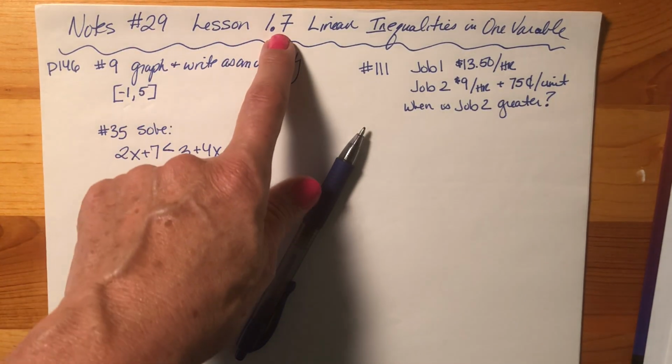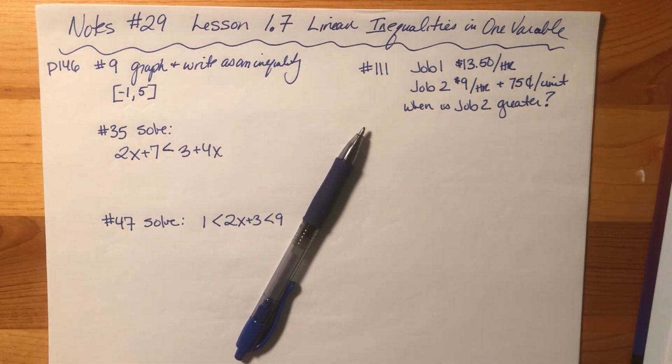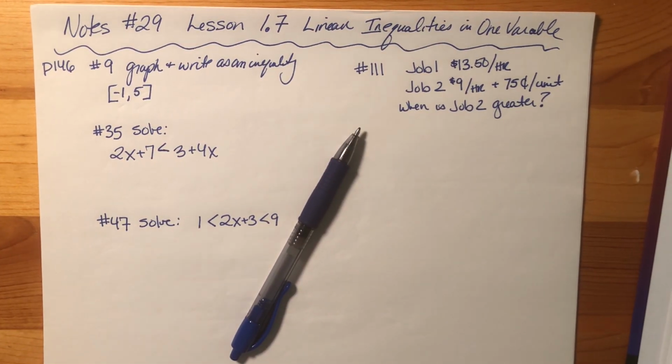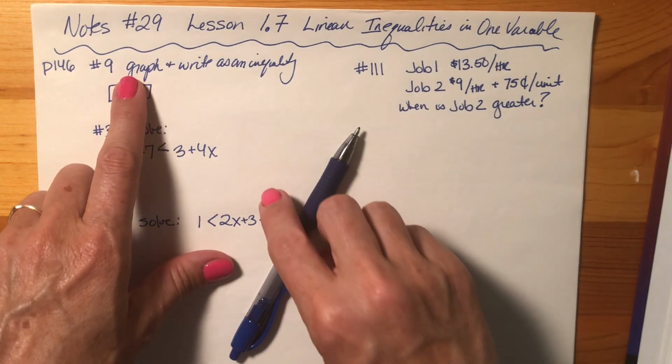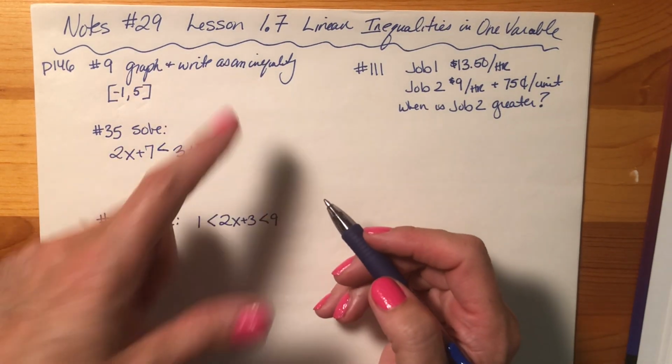I'm on lesson 1.7. We're going to talk today about linear inequalities with one variable. I have 4 problems picked out for us today. I hope you enjoy them. First one, number 9. It says graph and write as an inequality.